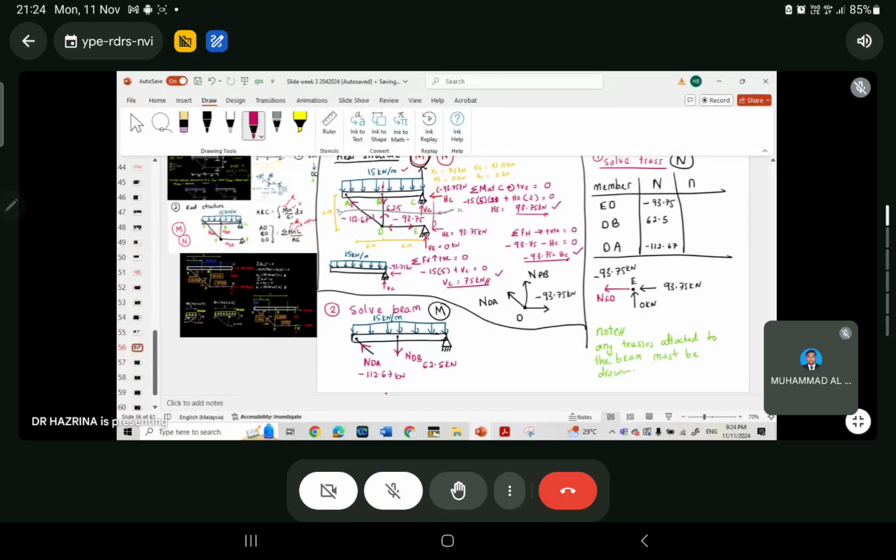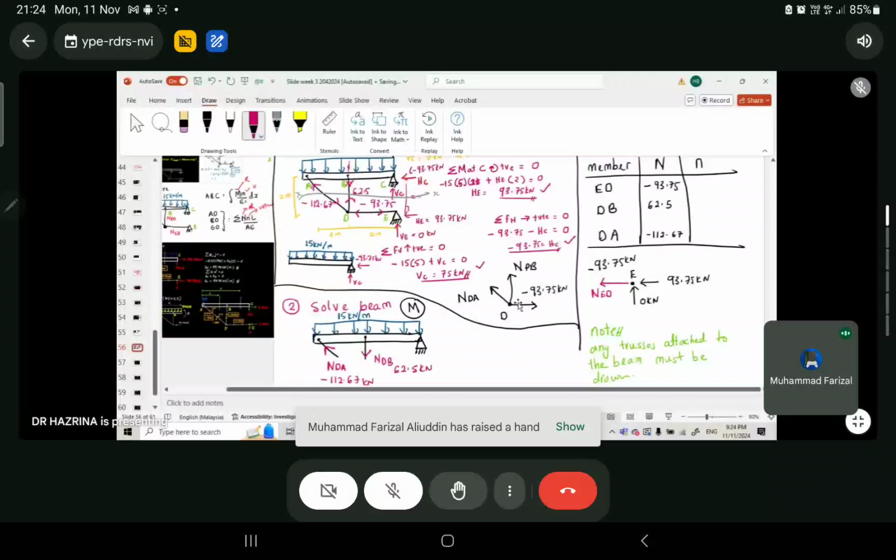Any question? Ya? Nak tanya apa tu? Tak ada tu. Tak ada? Okay. Doktor, nak tanya. Yep.